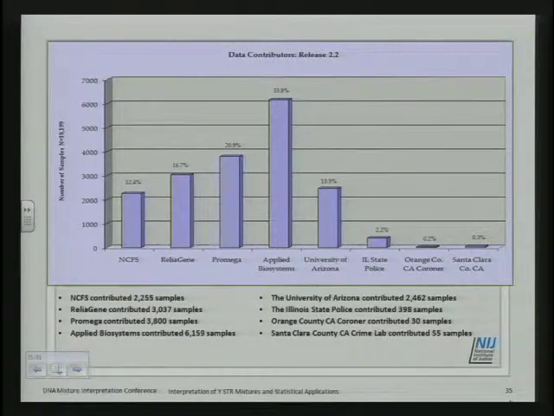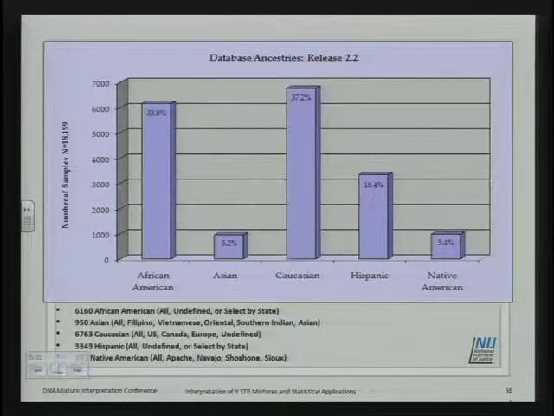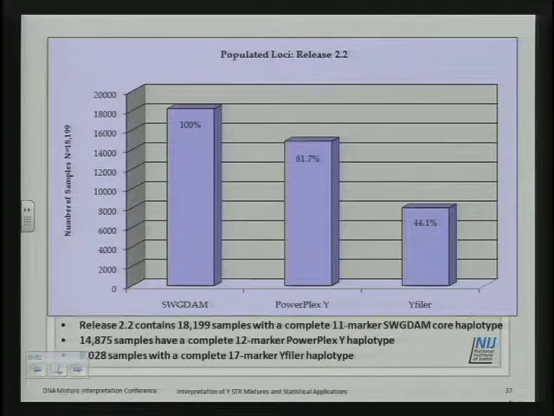What we have on the database website are different graphs showing descriptions of the database. This one shows who contributed the data to the database. Applied Biosystems had the most data, followed by Promega, et cetera. Then you have the composition of the database in terms of declared ancestries: African American, Asian, Caucasian, Hispanic, Native American.